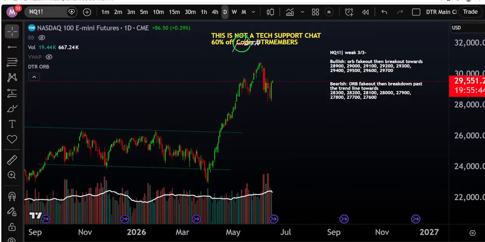There's a great tool called Edgeful. If you want to do a general backtest of various ideas, that will give you a rough idea of: does this work in Asia? Does this work in Europe? Does this work in the US?